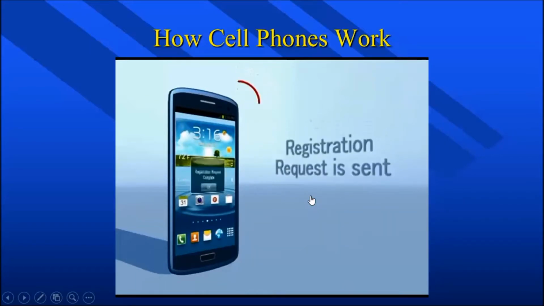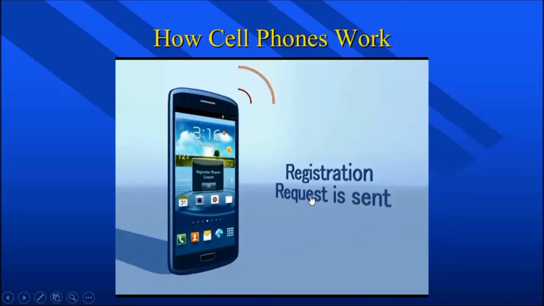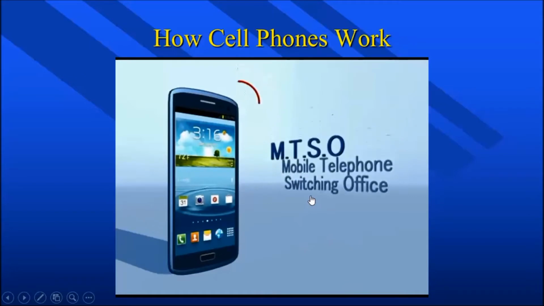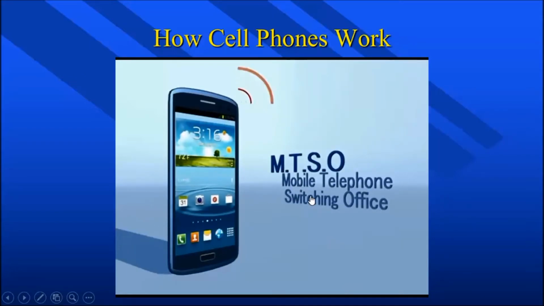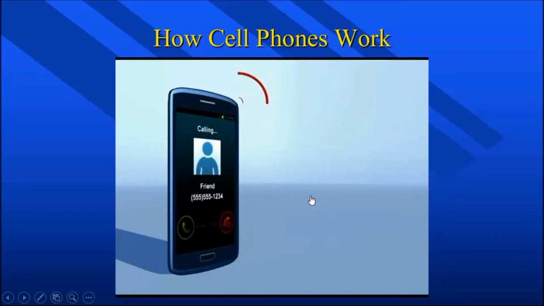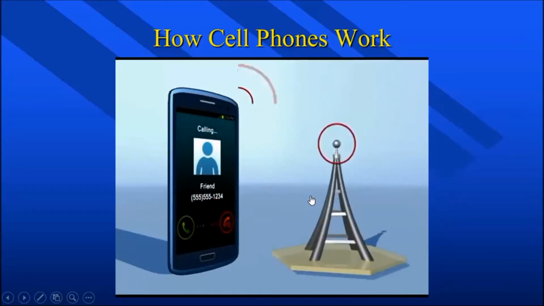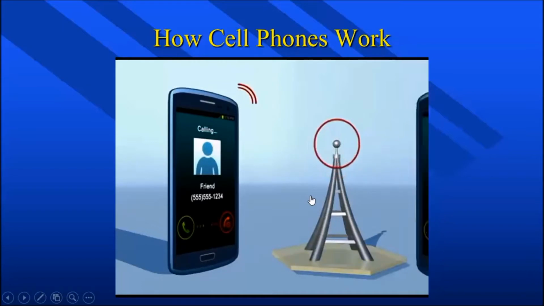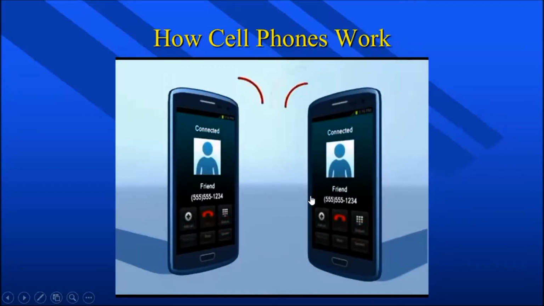Along with the SID, the phone also transmits a registration request. The MTSO, also known as the Mobile Telephone Switching Office, keeps track of your phone's location in a database. The MTSO picks a frequency pair that your phone will use and the cell that will take the call. And once your phone and the tower switch on those frequencies, the call is connected. Now you are talking by a two-way radio with a friend.